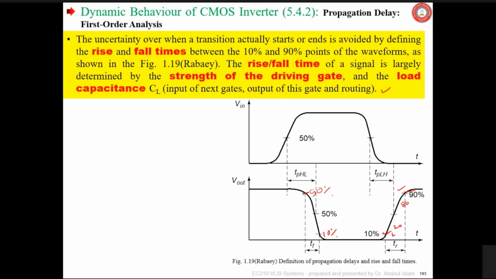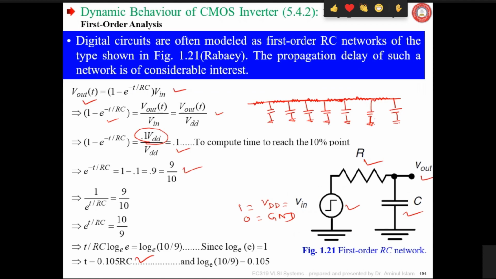This definition of rise time and fall time is here, but in other books you may get 20% to 80% also. So don't be surprised. We are referring to Jan Rabaey's book, so refer to this one. Once you are asked in the exam or viva, you say that it is 10 to 90%. In the West it will be 20 to 80. The digital circuits are often modeled as first order RC networks of the type shown here.